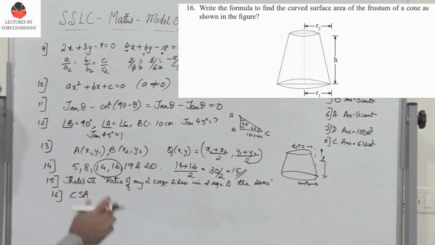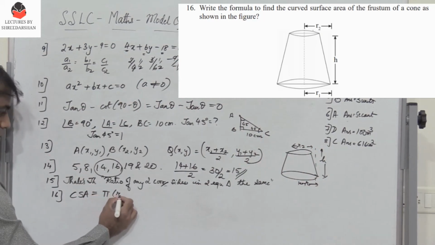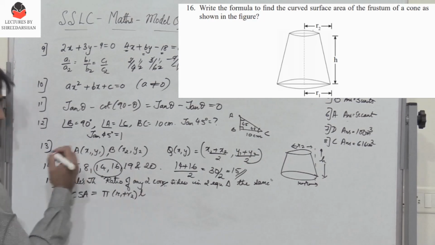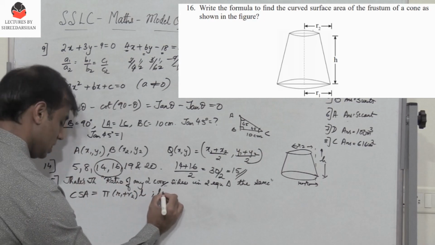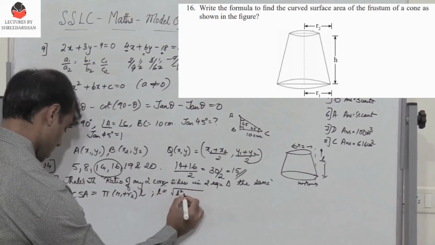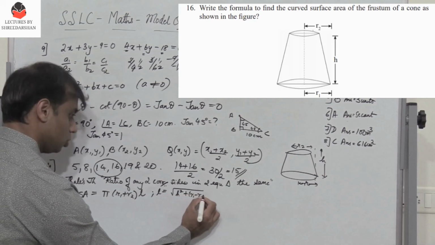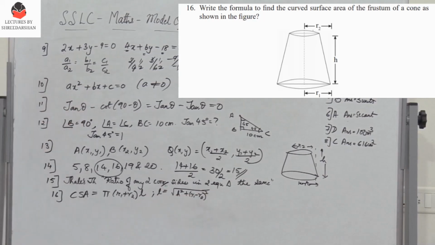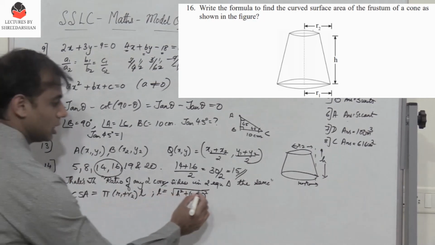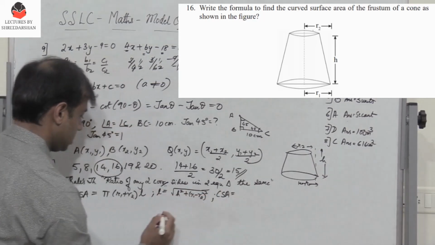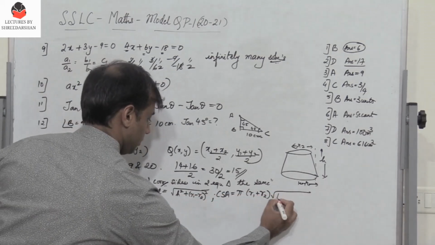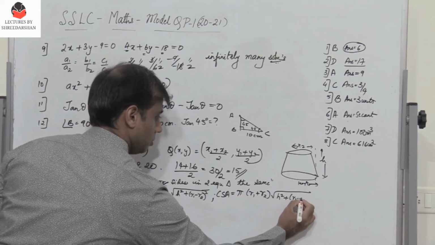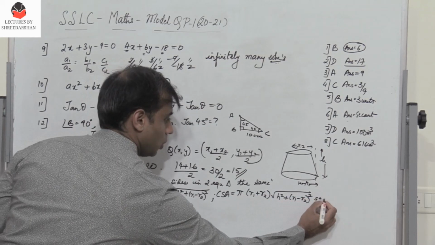Since L has not been given, we know that the curved surface area of a frustum of the cone is nothing but pi into (R1 plus R2) into L. But since L has not been given, what is L? We know that L equals root of h square plus (R1 minus R2) the whole square. So I substitute the value of L here. Therefore the curved surface area of a frustum of the cone is pi into (R1 plus R2) into root of h square plus (R1 minus R2) the whole square units.